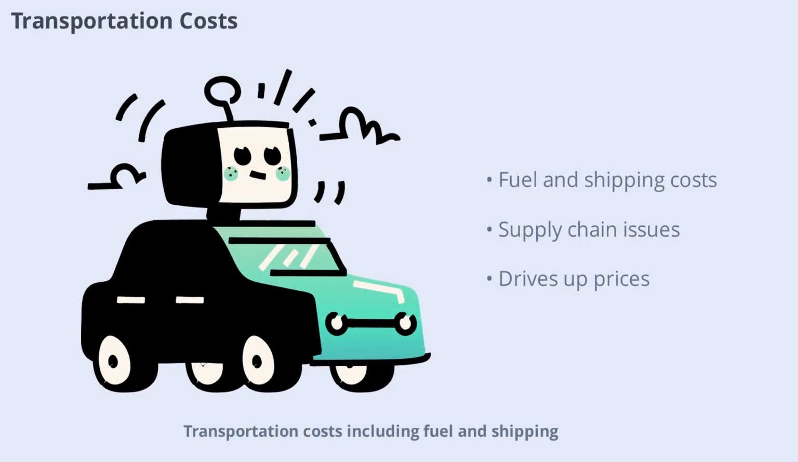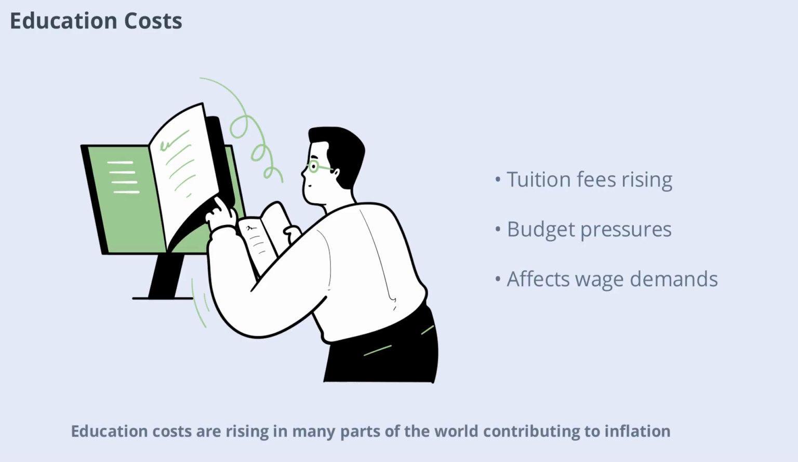Transportation costs, including fuel and shipping, are closely linked to inflation. When these costs rise, the price of goods and services often follows. Global supply chain issues, fuel price spikes, and infrastructure challenges can all contribute to higher transportation costs and, by extension, higher inflation. Education costs are rising in many parts of the world, contributing to inflation.